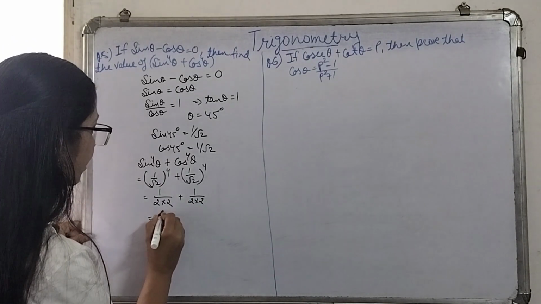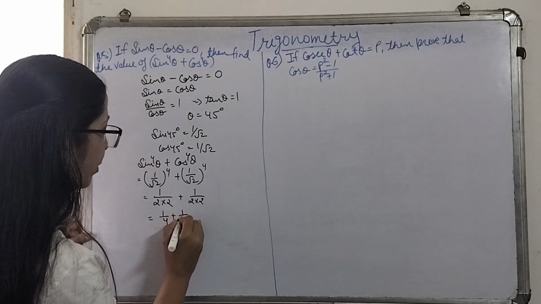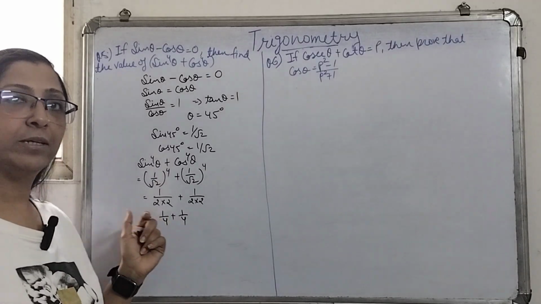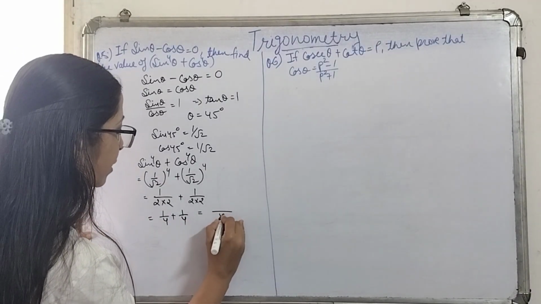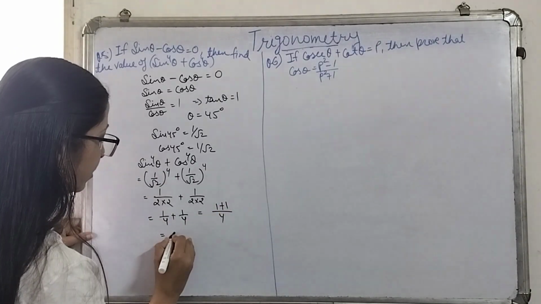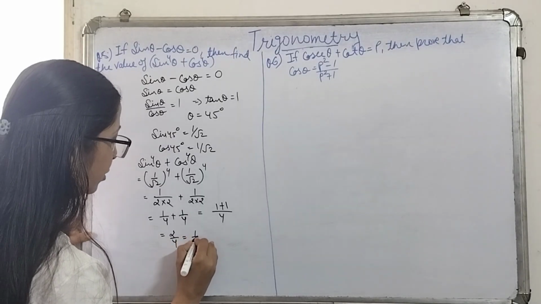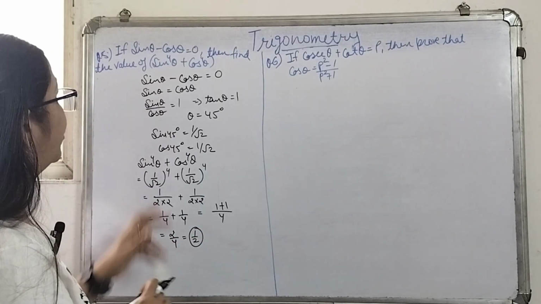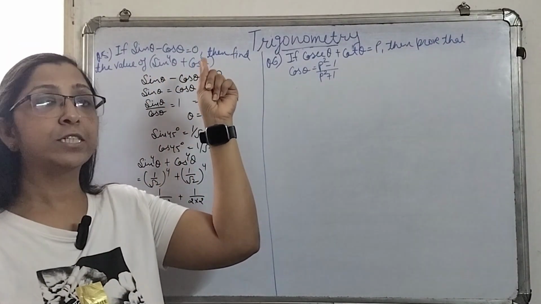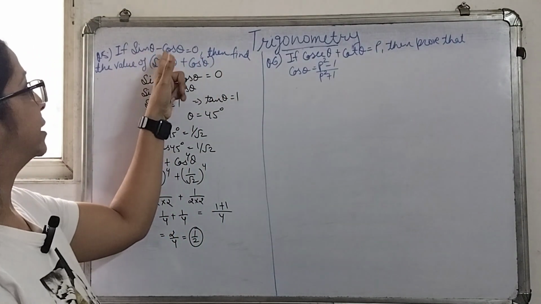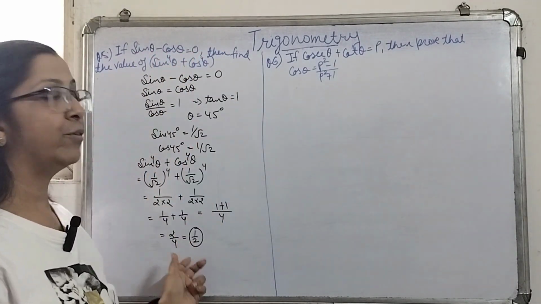So it will become 1 upon 4 plus 1 upon 4. LCM over here is 4 only. So it will be 1 plus 1. We can write it as 2 upon 4 or 1 upon 2. So value of sine 4 theta plus cos 4 theta, if sine theta minus cos theta is 0, is 1 upon 2.